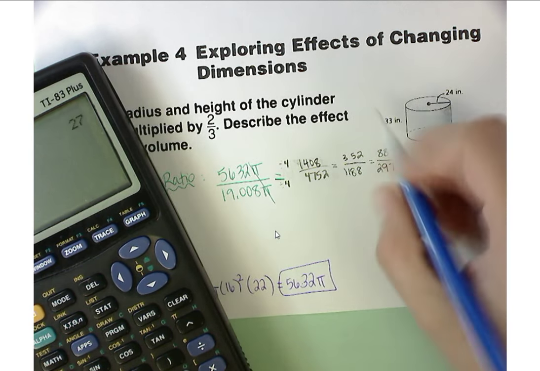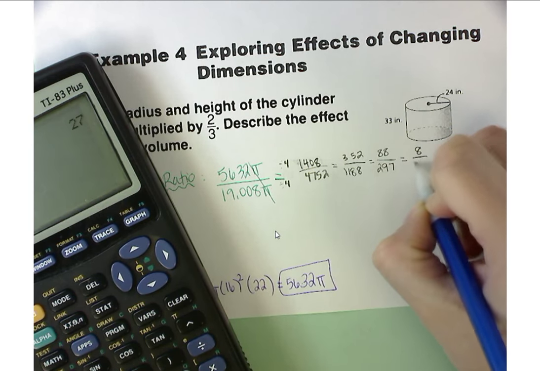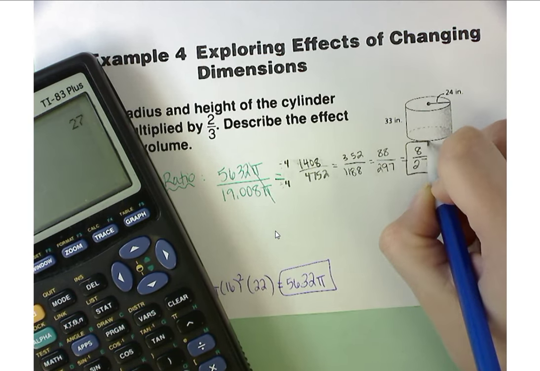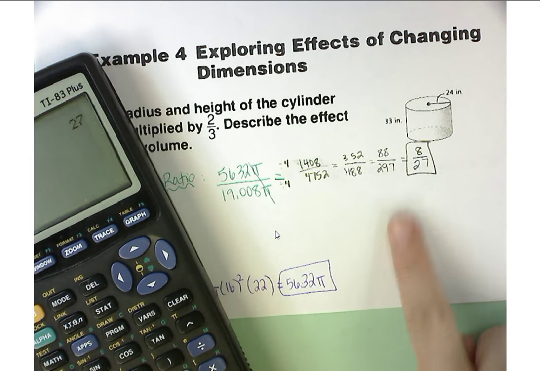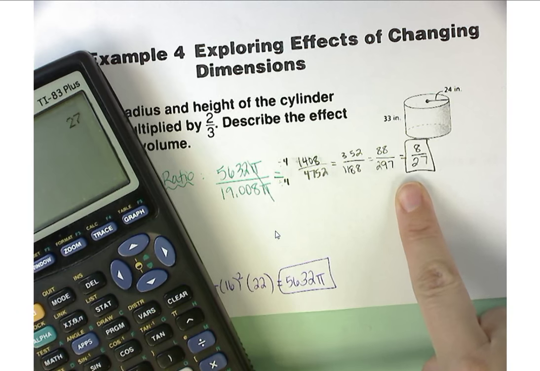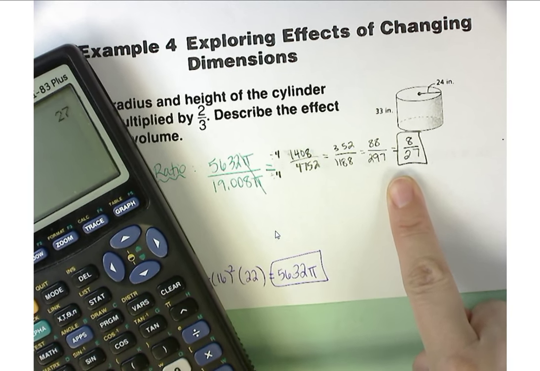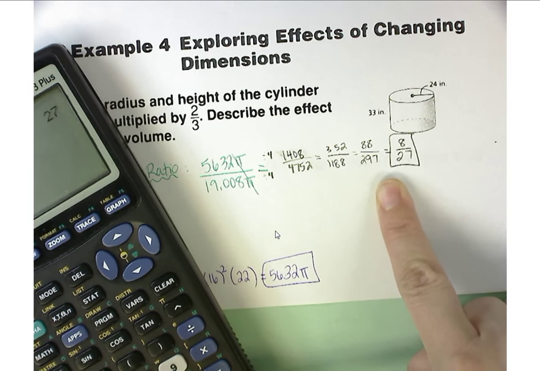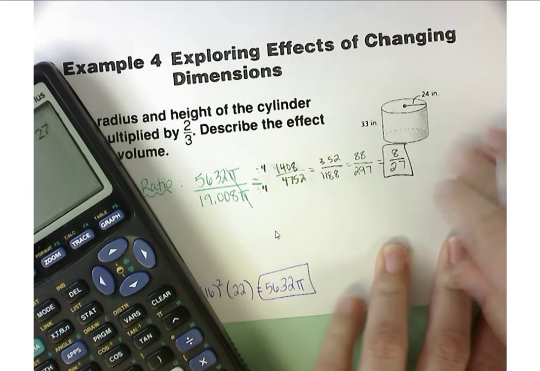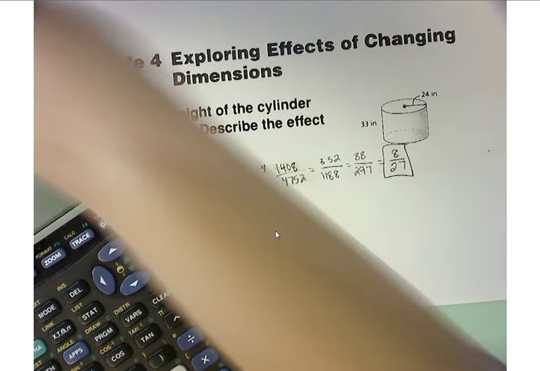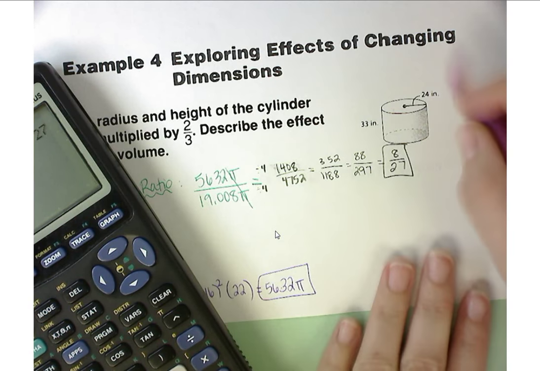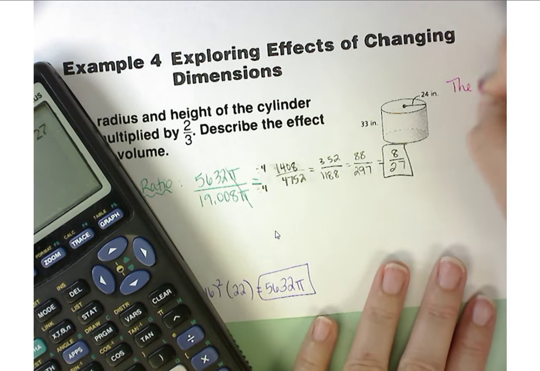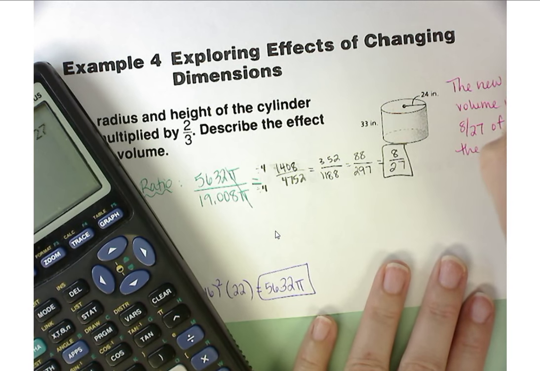So does 11 go in there? Yep. How many times? 27. So this is your reduced fraction. So the effect is that the volume is 8/27 of the original volume. I'm going to write that on the side. The new volume is 8/27 of the original.